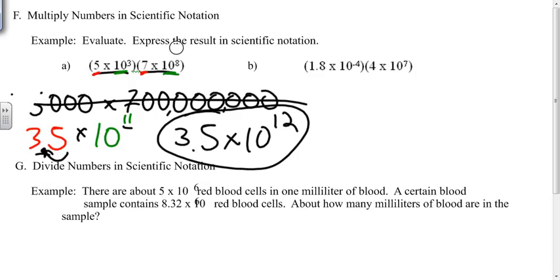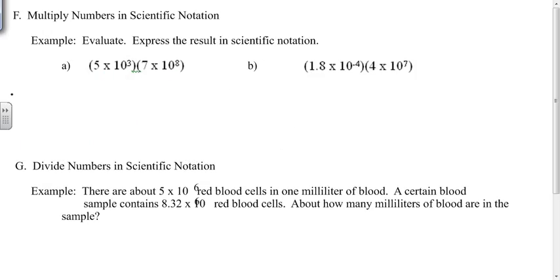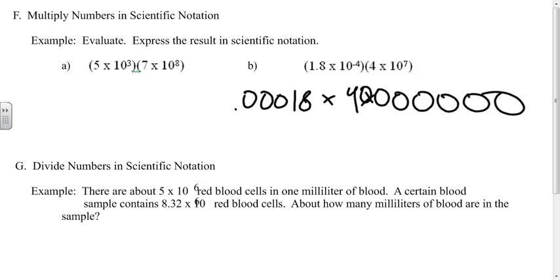Again, if we want to do another multiplication problem with our scientific notation, 1.8 times 10 to the negative 4 is again going to be a very small number. That would be 0.00018, because from here we had to move our decimal over 1, 2, 3, 4 to the left. So this is how you could write it, and then times again 4 times 10 to the 1, 2, 3, 4, 5, 6, 7th power. So that one would again be 40 million.